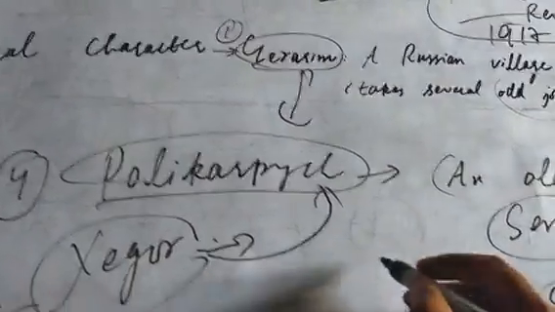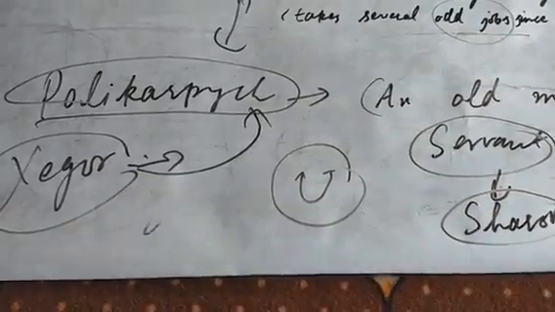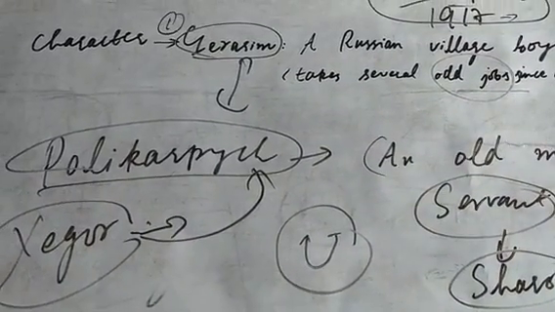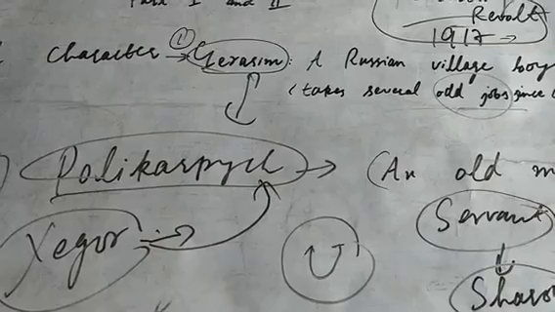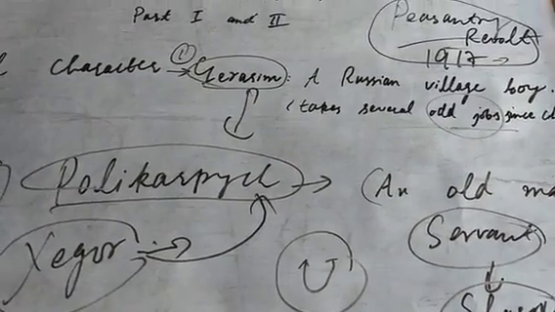And here is the U-turn of the story. Now, inshallah, in the next lecture, we shall find whether Gerasim accepts to replace Polycopech. Why and why not? Are you getting me?